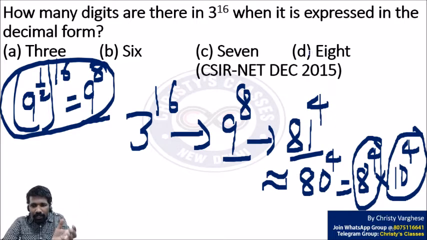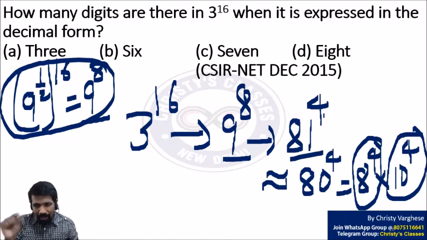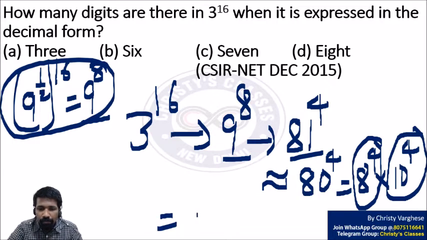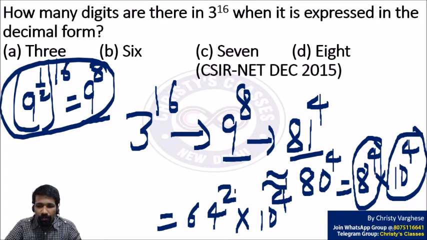But we want only the number of digits. So the number of digits from 80 raised to 4 going to 81 raised to 4, the chances of becoming the next level is very less. Yeah, that we will check towards the end. 8 raised to 4 into 10 raised to 4 you can estimate. Now what is 8 raised to 4? 8 raised to 4 means 8 into 8 into 8 into 8. 8 into 8 is 64. Another 8 into 8 is 64. So it is 64 square into 10 raised to 4.